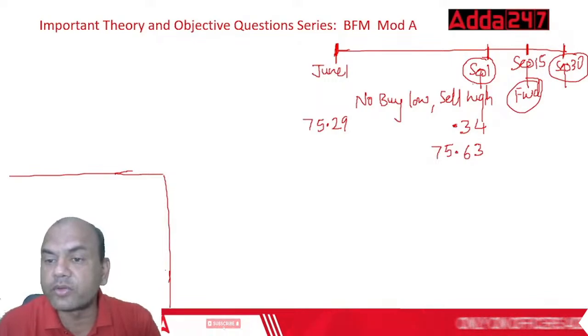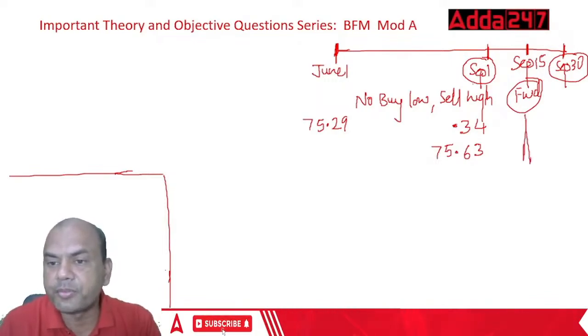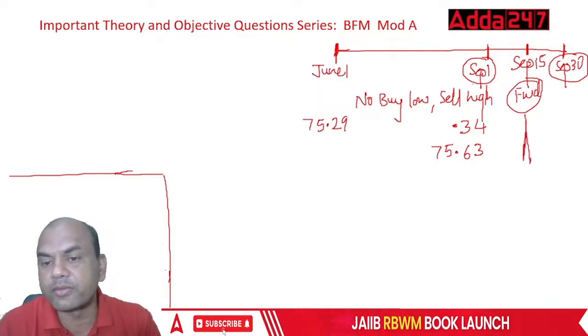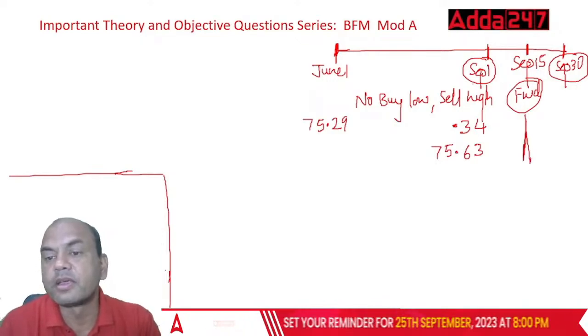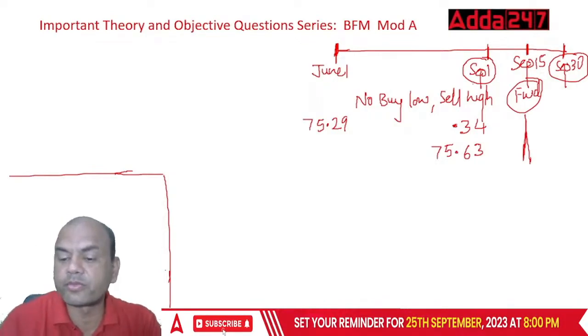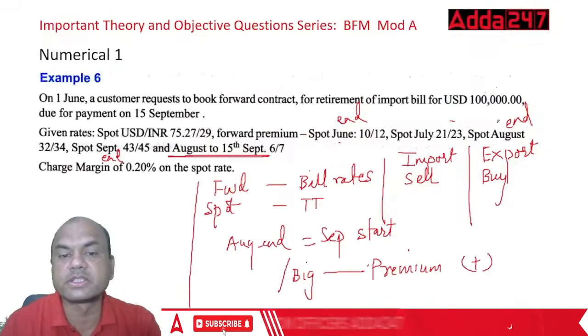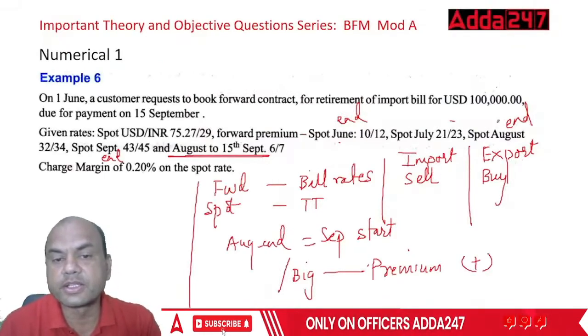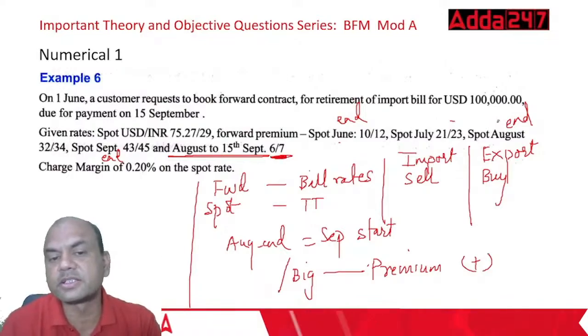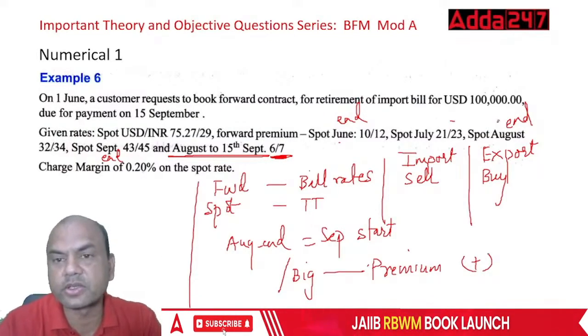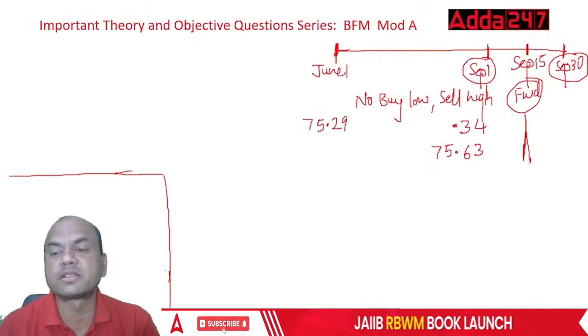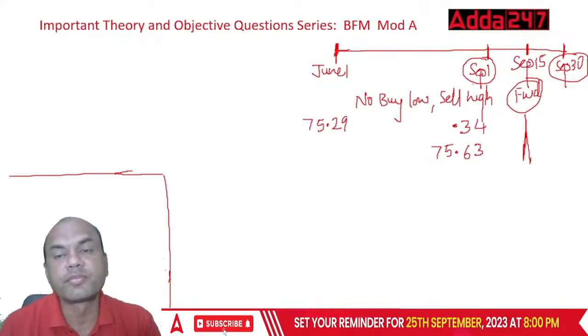But I want it for September 15th now. So what will I do? I have this rate up to September 1. I'll take the forward points for September 15th now. What are the forward points given? 6 and 7. Seeing this? 6 and 7. So what will you take now? 6 or 7? Everyone type in the comment section.